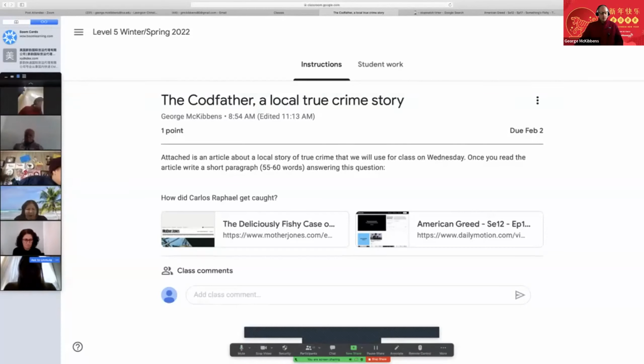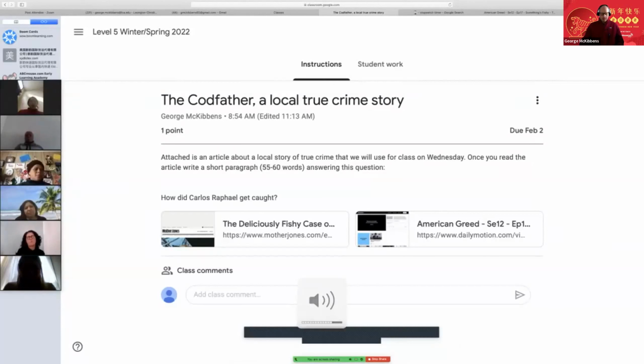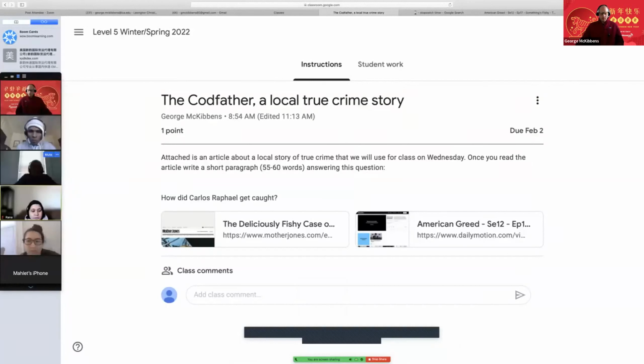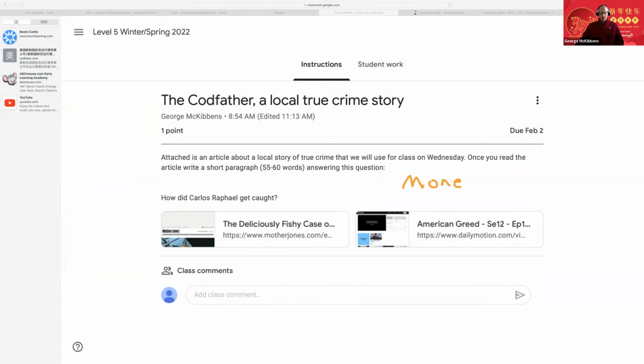This story that we're all going to read will have a lot of new vocabulary. One of the vocabulary words that I will teach everybody here is this word: money laundering. To understand the story, you need to understand the word money laundering. It's a true crime story. Does anybody know what this word means?